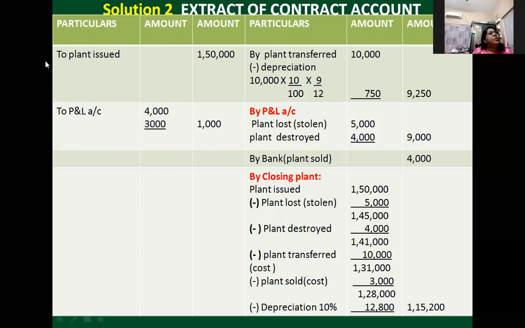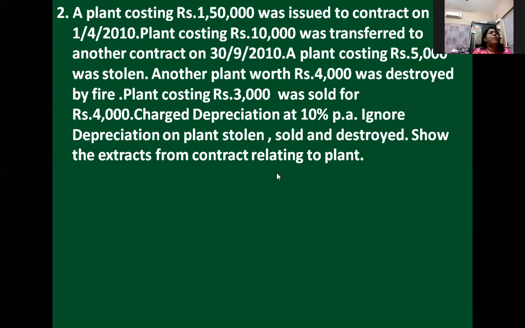So 1,000 is the profit. Now move on to the credit side. Plant transferred, 10,000 is the value. But I made use of the plant for 9 months. How I got 9 months means, now look at the problem.